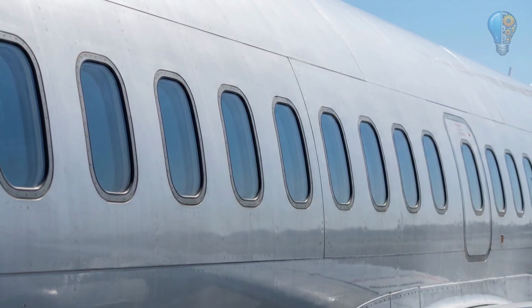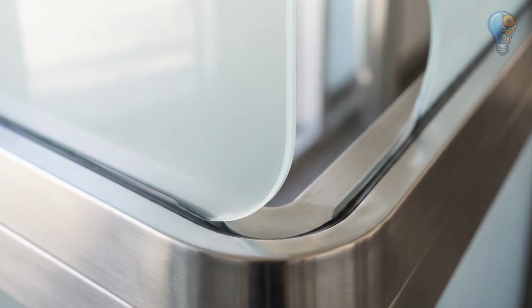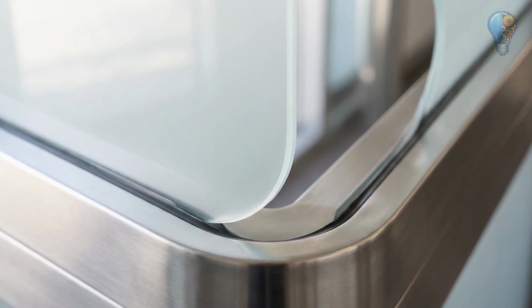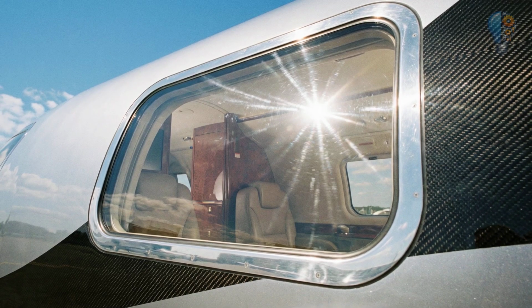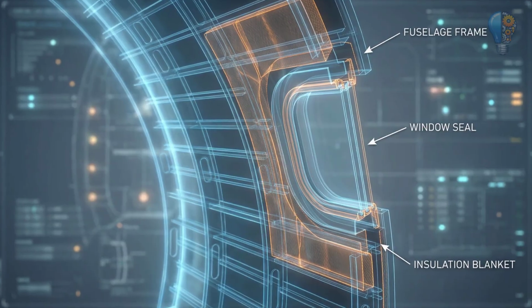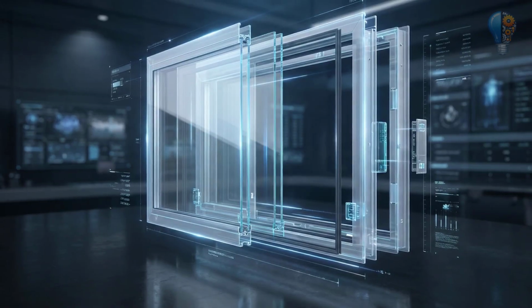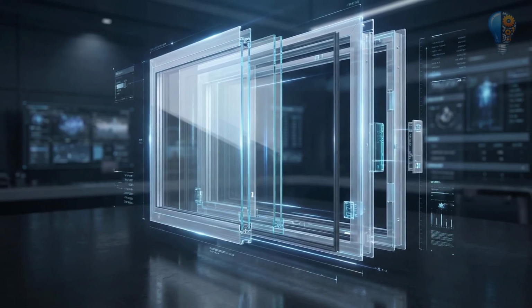Modern airplane windows have generous radii at their corners, typically with curves that are several inches in radius. Some are fully circular, while others are more rectangular, but with significantly rounded corners that eliminate stress concentration. The window frames are also carefully designed to distribute loads evenly into the surrounding structure.